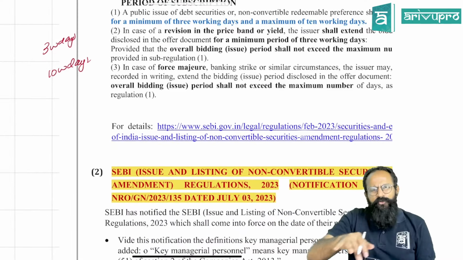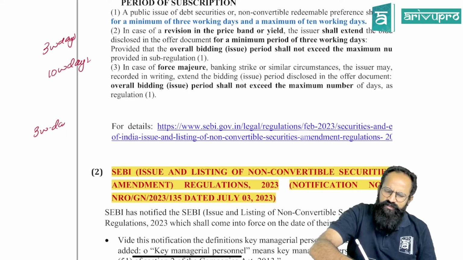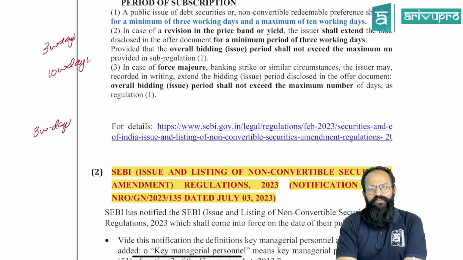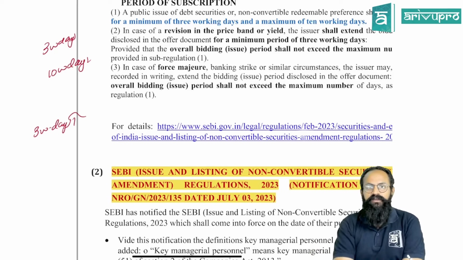Imagine, people, in today's date, every offer will generally be open for 3 working days only. No one will go for 10 working days. Today, everything is around 3 working days only. Sir, now I also announced that my tenure, my offer period, is 3 working days only. But is there a way I can revise it later? Can I increase it? Yes, you can increase it.